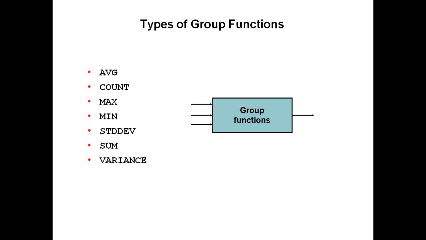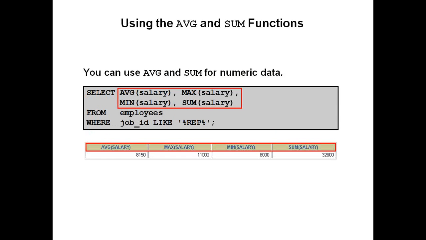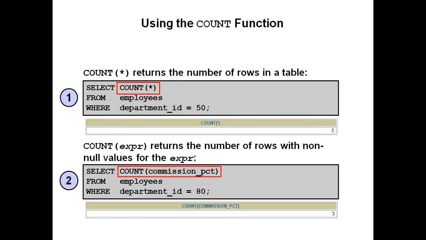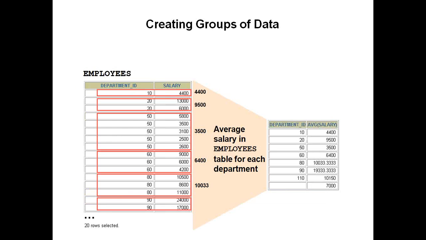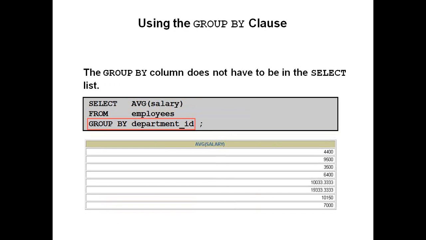So we have different types of group functions. Like average, it is to identify the average of the values. Then count, it is to get the head count. Then maximum, minimum, then standard deviation, sum. So it is basically to add up the numbers. Then variance. So we have those functions, you know it already. So I'm just not going to talk about it.